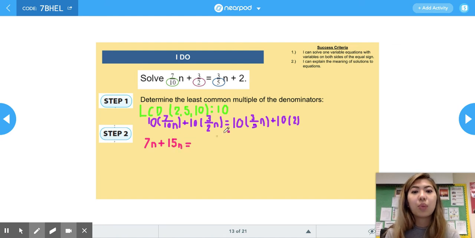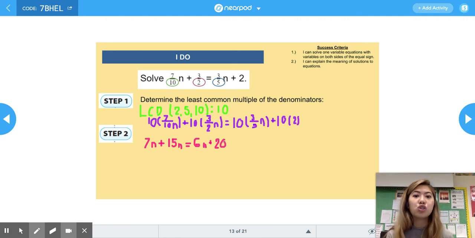is equal to, then we have 10 times 3, which is 30. 30 divided by 5 is 6n. And lastly, we have 10 times 2, which is 20. So now we have all whole numbers. We have 7n plus 15n is equal to 6n plus 20.